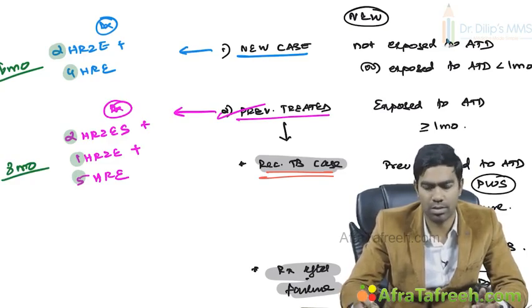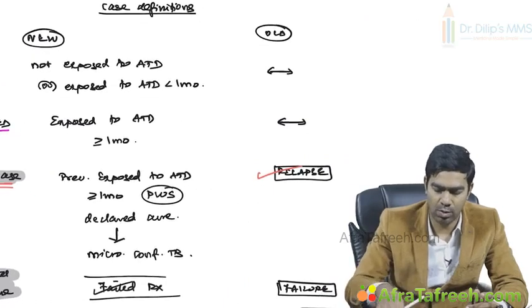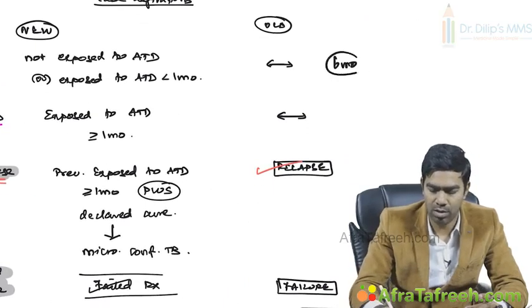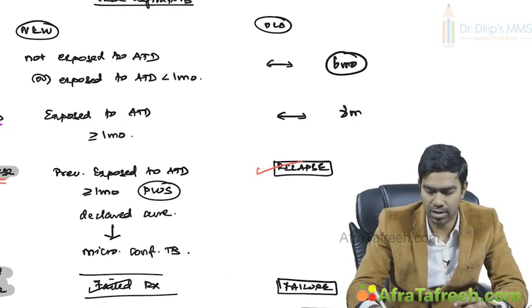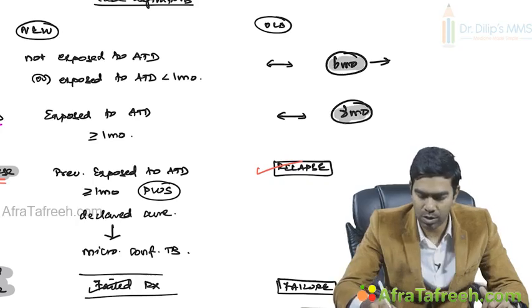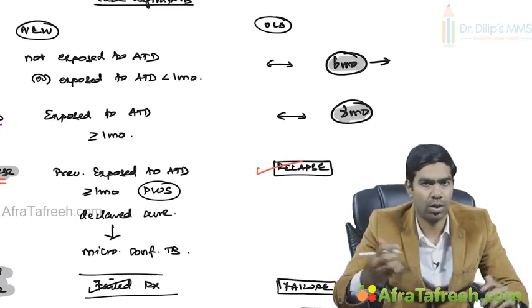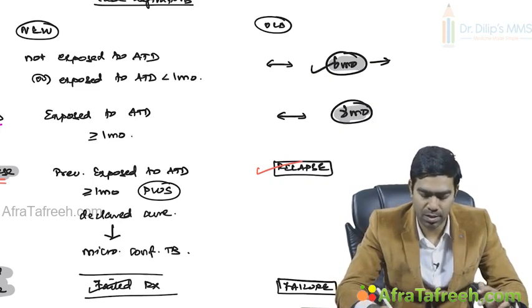And there is no change. Even in the old guidelines, the new cases were treated for 6 months, and the previously treated cases were treated for 8 months. So what is the big difference here? Even though you can see the duration of treatment is the same in the old and new guidelines, there is one major change, especially for category 1.